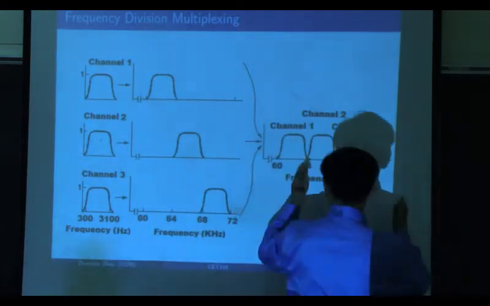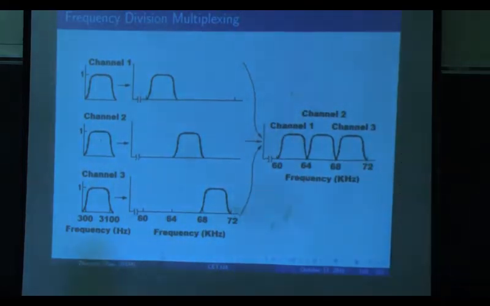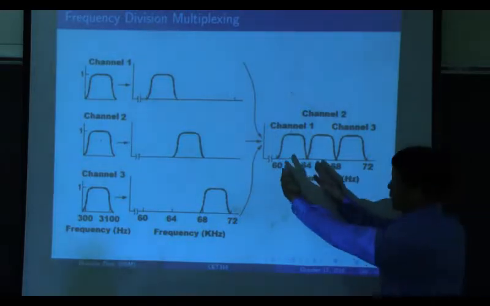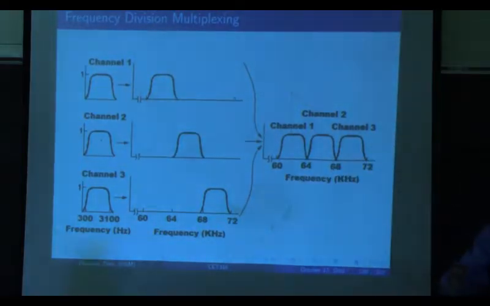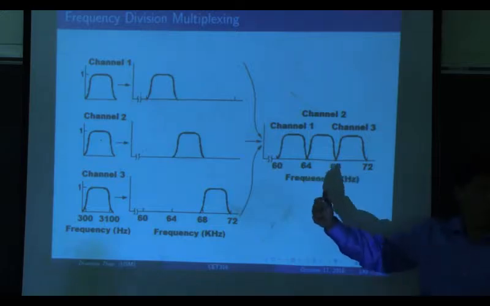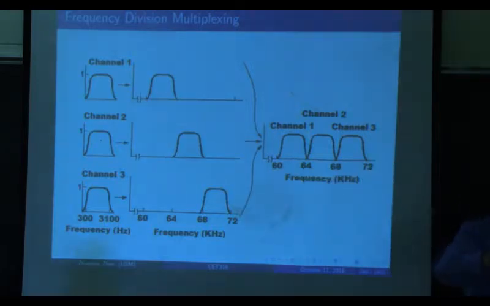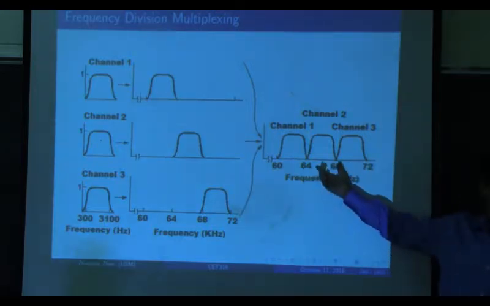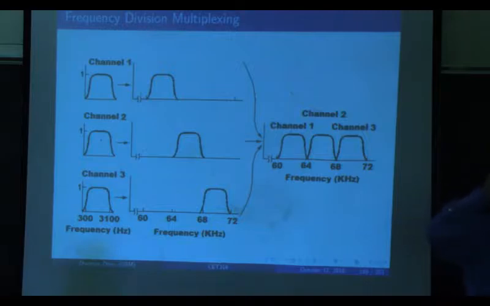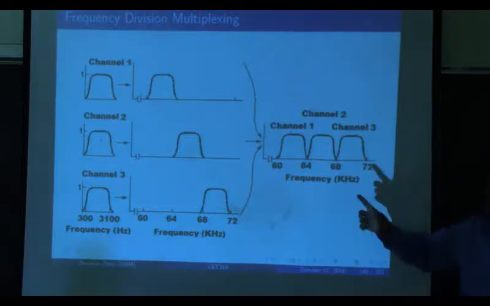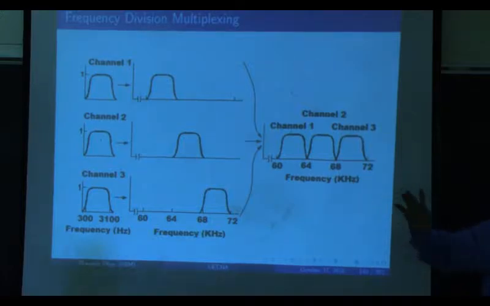And at the receiver, once we receive this, what are we going to do? We use a band pass filter. We get this one, this one, and this one separately. Then for each one, what's the next step? We cannot hear this kind of signal because it is at a very high frequency. It's beyond our ear. Our ear can only hear up to 20K. This one is 72K. So what to do next?